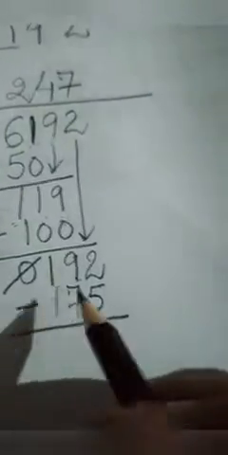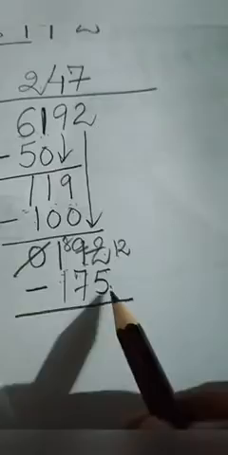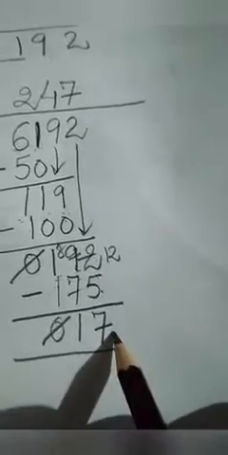Yes, we will do the subtraction. 2 minus 5 is not possible, so here 12, here 8. 12 minus 5, 7. 8 minus 7, 1. Here 0, we will ignore this. So 17 we got as a remainder.